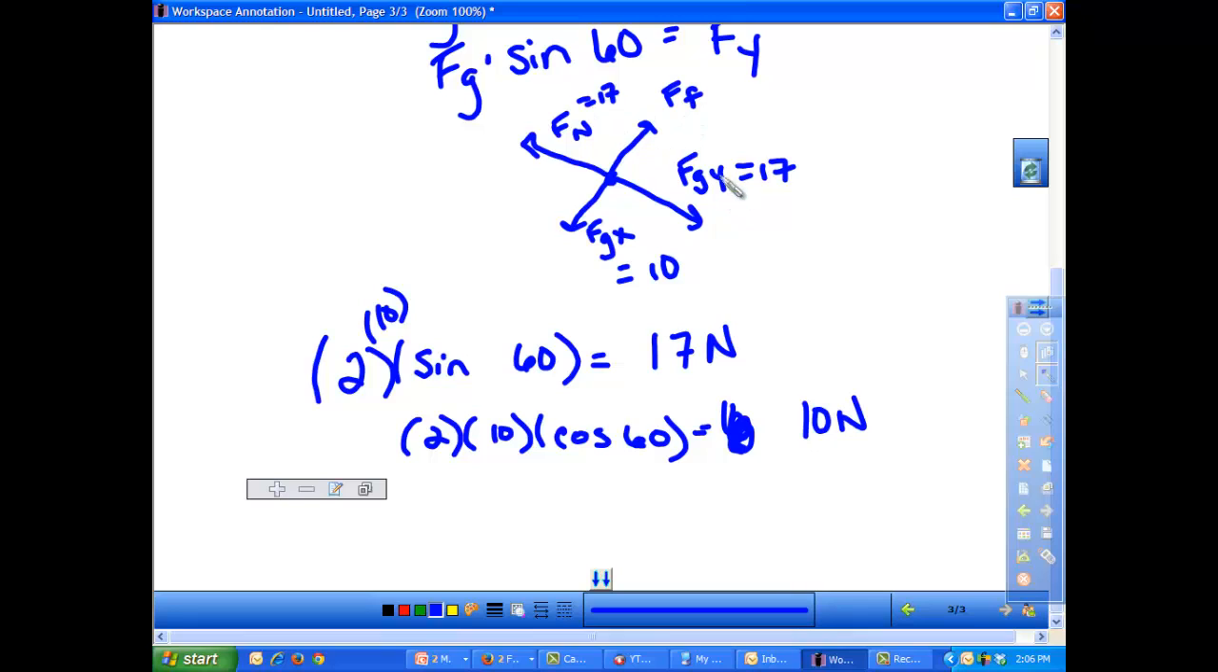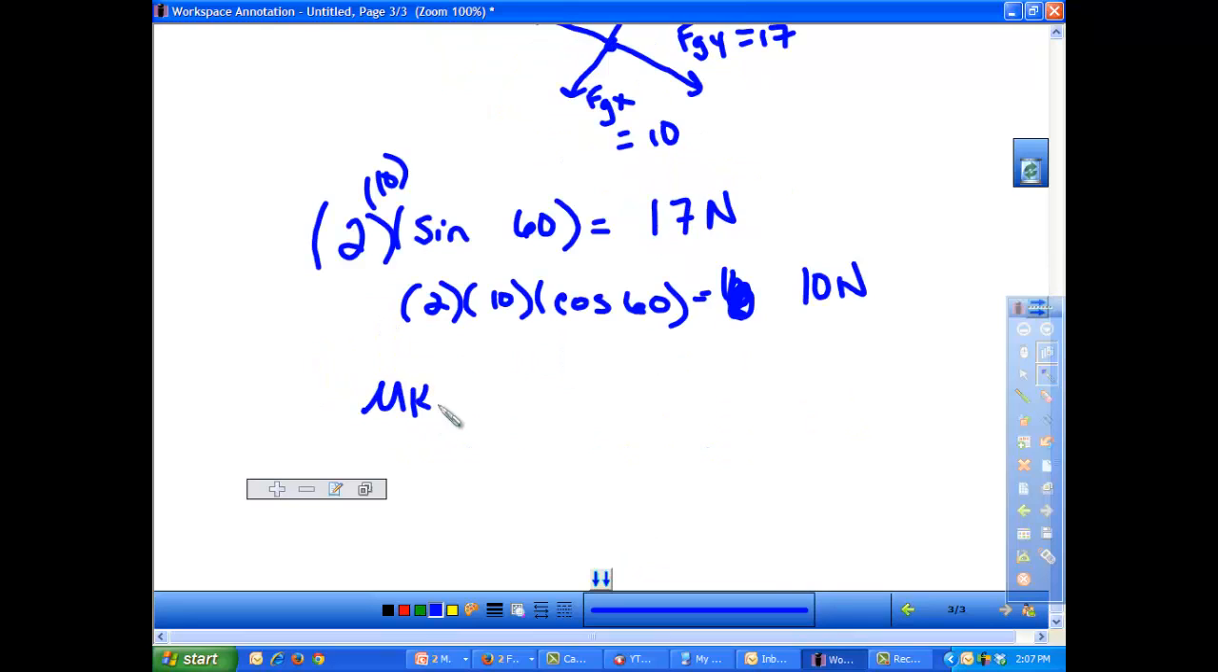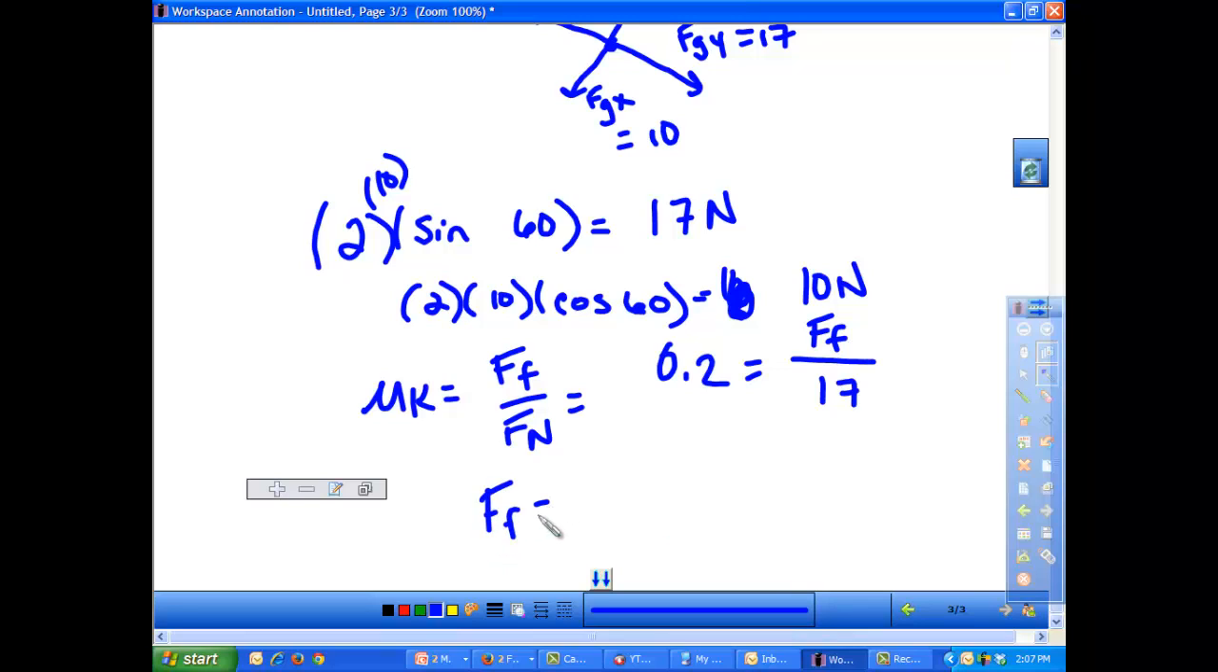Now, since these two are going to cancel out, all we need to figure out is our force of friction, and then we can have our net force, because the force of friction subtracted from our x vector here is going to be our net force. So remember, coefficient of friction is force of friction over normal. And in this case, our coefficient is 0.2, and our normal is about 17 here. So when we do that, we end up with a frictional force of about 3.4 newtons.